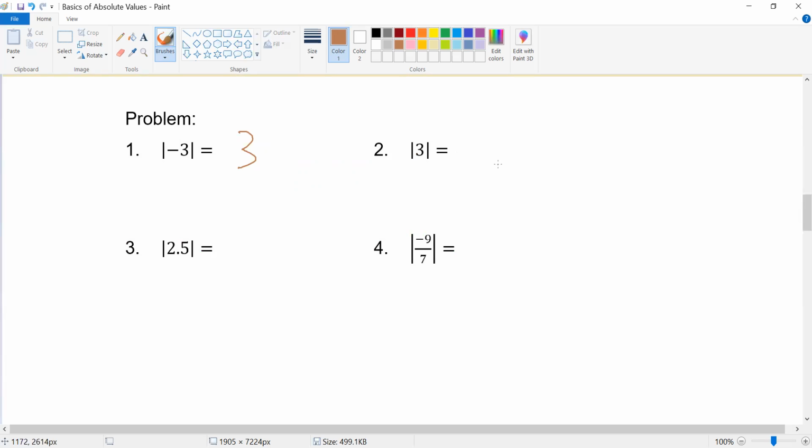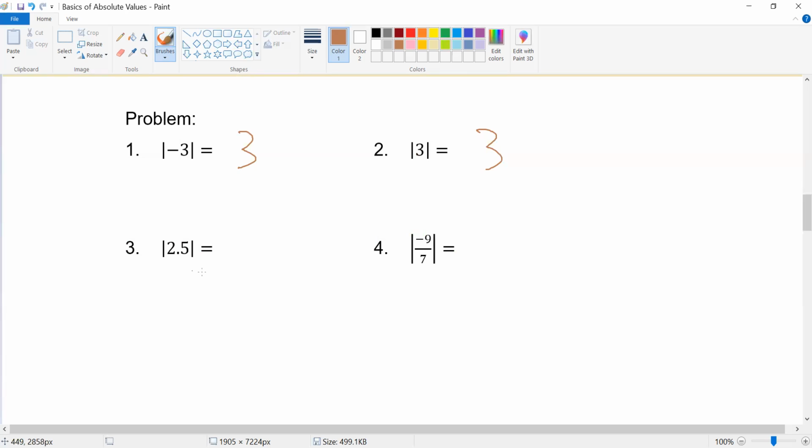Here in number 2, what's the absolute value of positive 3? So be careful here. The common mistake is to write that it is equal to negative 3. So what's wrong with this? Well, the common mistake here is to think that absolute value is asking us for the opposite value. But it's not. It's actually asking us for the distance. And the distance here is positive. So we're going to also get positive 3 here.